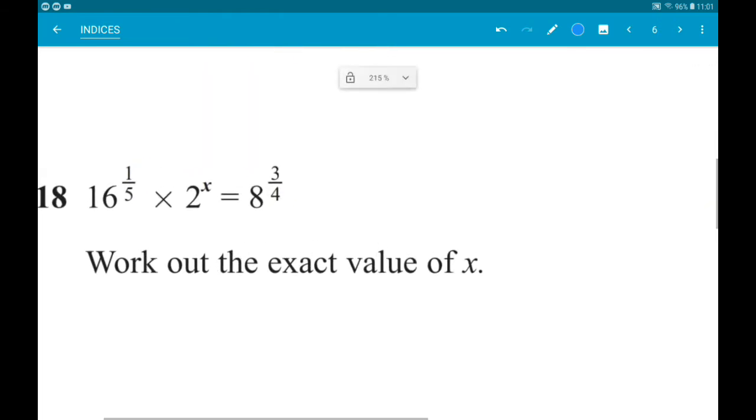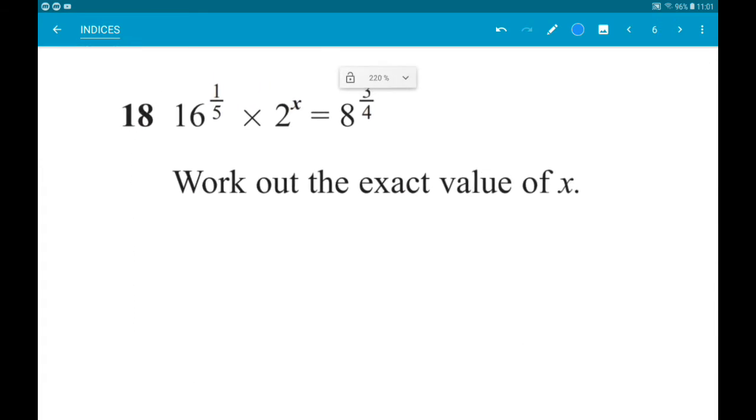Okay, then we have another equation. So, we are told that 16 to the power 1/5 times 2 to the power of x is equal to 8 to the 3/4. Work out the exact value of x. Okay, so to do this, we're going to need everything to be in the same base. So, 16 and 8 can both be written in terms of 2.